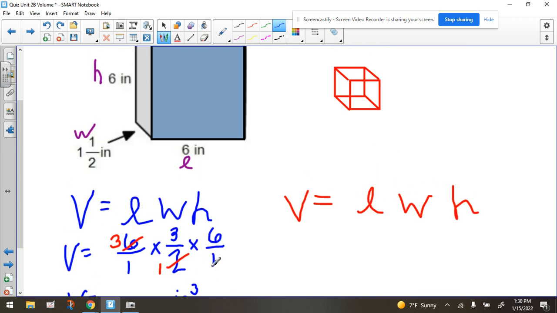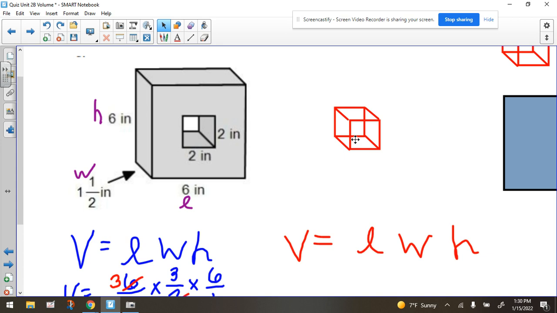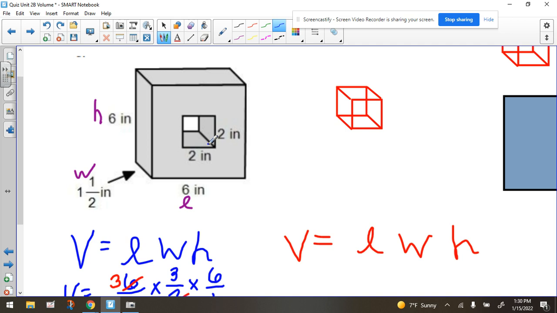But remember, we have a hole in the thing. So let's pull that away and think about the hole. So this is the hole, right? It's a 2 by 2 by something. Now, we know that this line here is 2, and we know that this line here is 2.